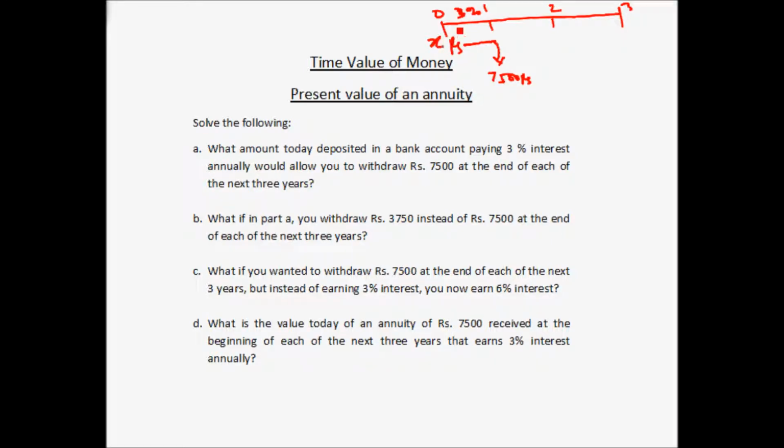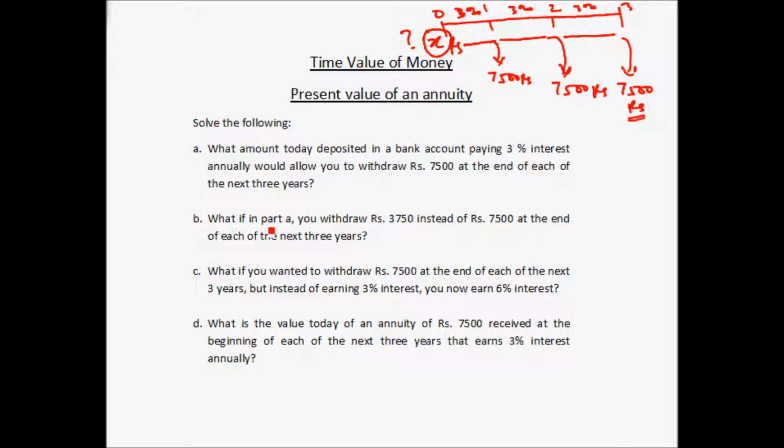Now the remaining amount, that is the amount deposited initially plus the 3% interest gained on that amount minus the 7500 rupees, will continue to gain 3% interest for the second year, and at the end of the second year again you want to withdraw 7500 rupees. The remaining amount will continue to gain interest at 3%, and at the end of the third year you should again be able to withdraw 7500 rupees. So how much is this amount X?